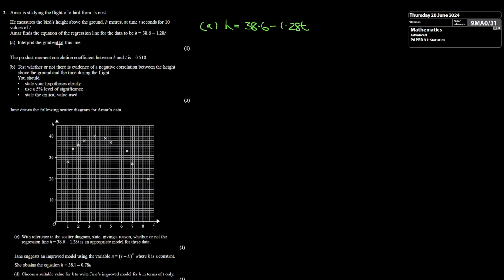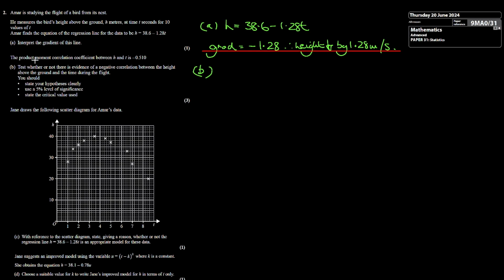So in part A, we've been asked to interpret the gradient of the line. Well, the gradient of the line is negative 1.28, which means that the height will go down by 1.28 meters every second. And that's really the answer to the question, and that will get you the 1 mark available.